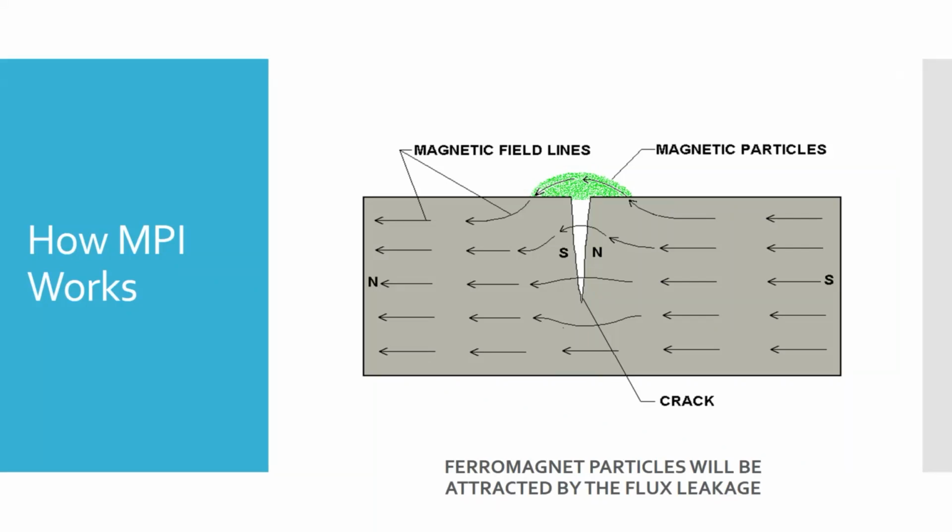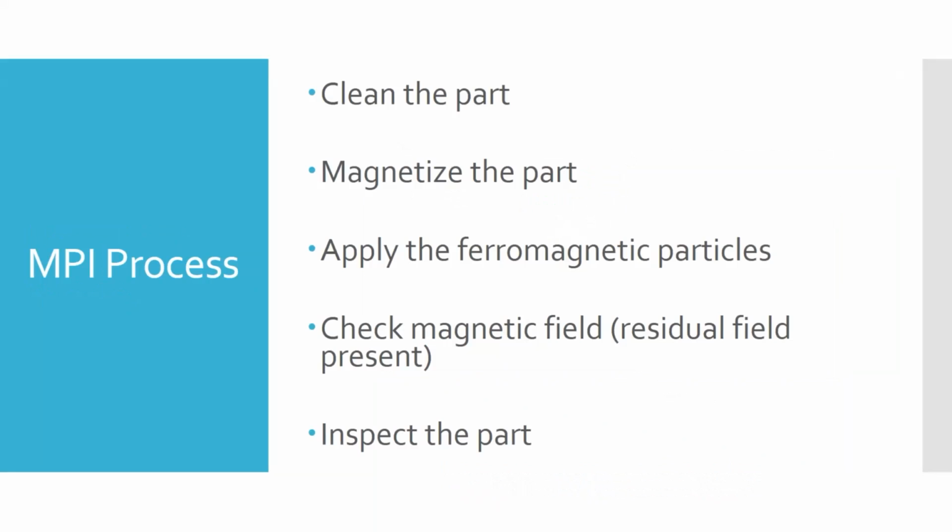So how do we actually make this work? It kind of wraps up theory. Now we're going to look at the process. So the MPI process can be broken down into a few steps here. The first thing we're going to do is clean the part. Then we're going to magnetize it. While we're magnetizing it, or once it's magnetic, we apply these ferromagnetic particles, these little iron filings that either have visible coatings on them or fluorescent coatings on them. Before we inspect it, we have to check that we have a good magnetic field. And then finally, we can do our inspection.